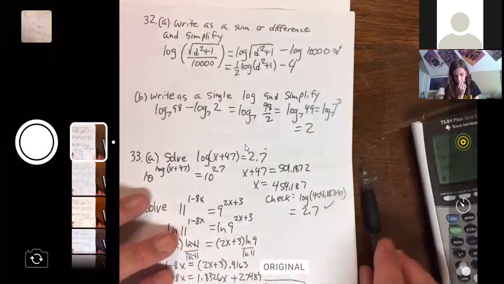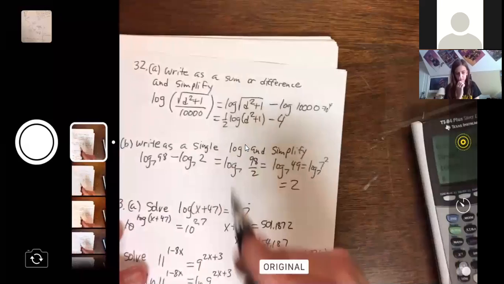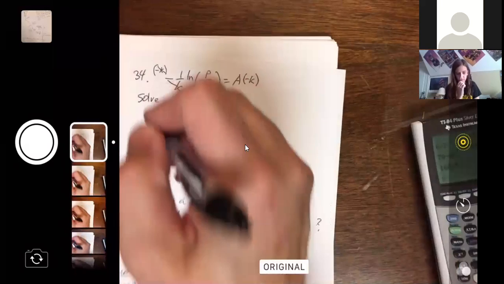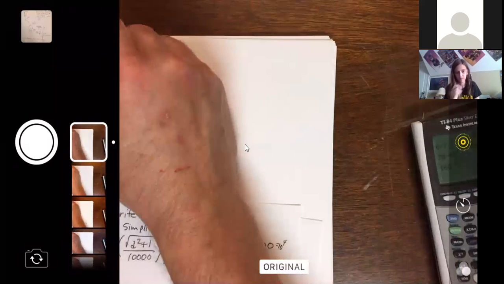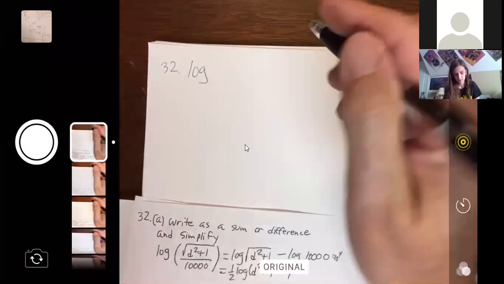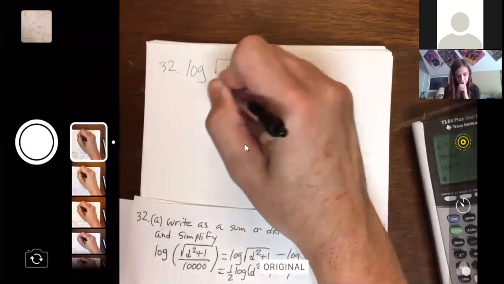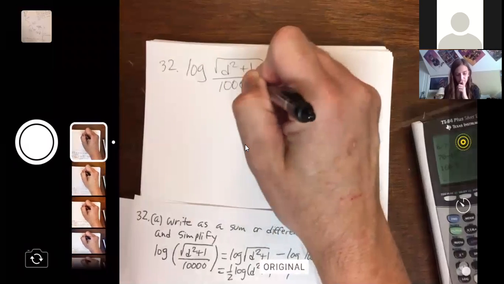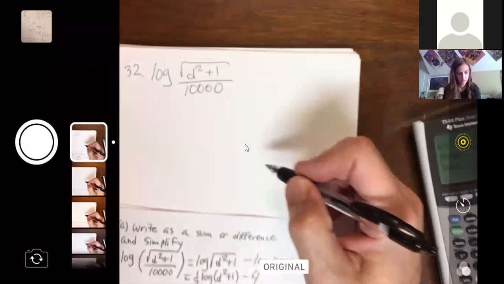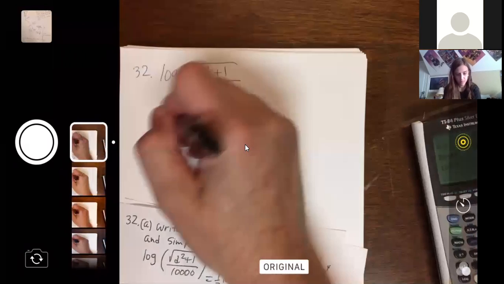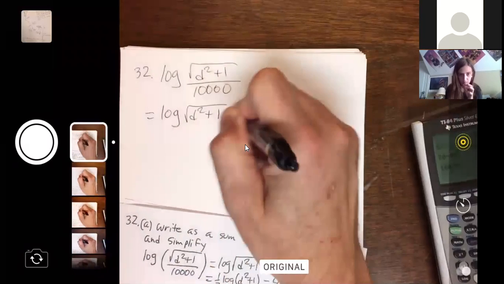All right. Basically, expand, right, is a sum or difference. So we have a straight log, that'll be base 10. The square root of d squared plus 1, divided by 10,000. So if you remember your laws, you go log of the top, subtract log of the bottom.